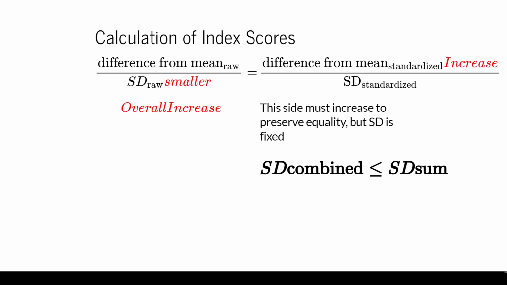And what we need to know is that almost always, the standard deviation of combined scores is going to be less than the standard deviation of those scores individually, or just the sum of those scores. It may be equal to, but it's hardly ever equal to. It's almost always less than.